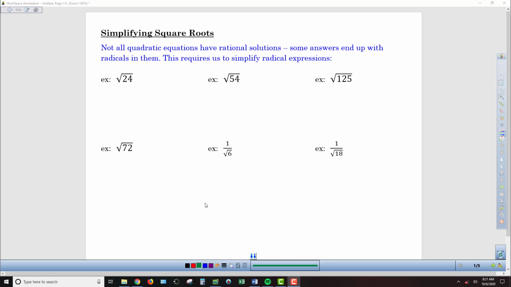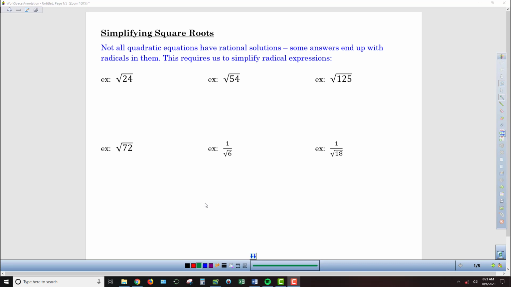A second option for us besides solving quadratic equations by factoring is to use square roots. But before we can use square roots, we have to make sure that we can simplify radicals like the ones that are in front of us, because not all solutions to quadratic equations are integer values. Sometimes we just have a square root in our answer, but we need to simplify those square roots.